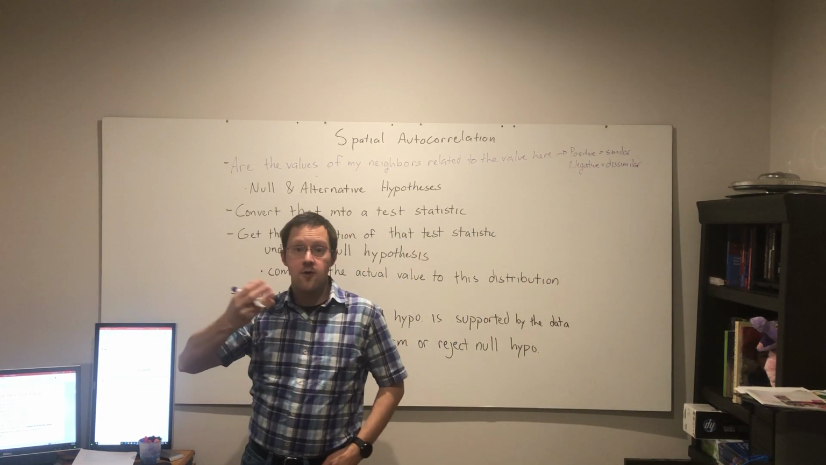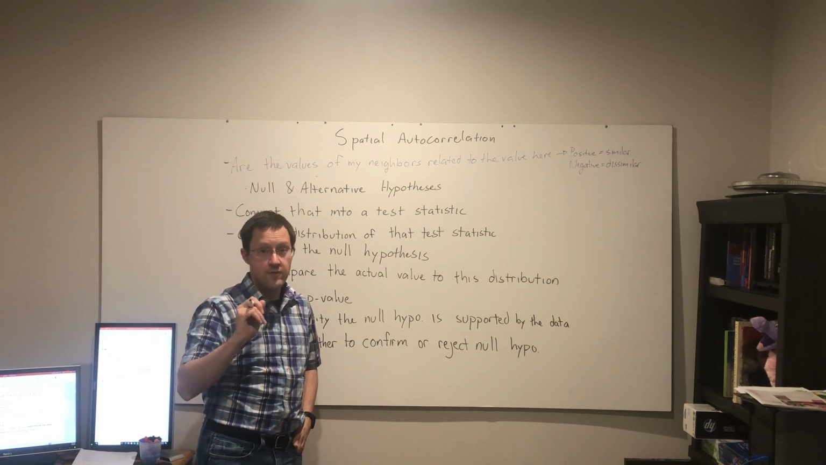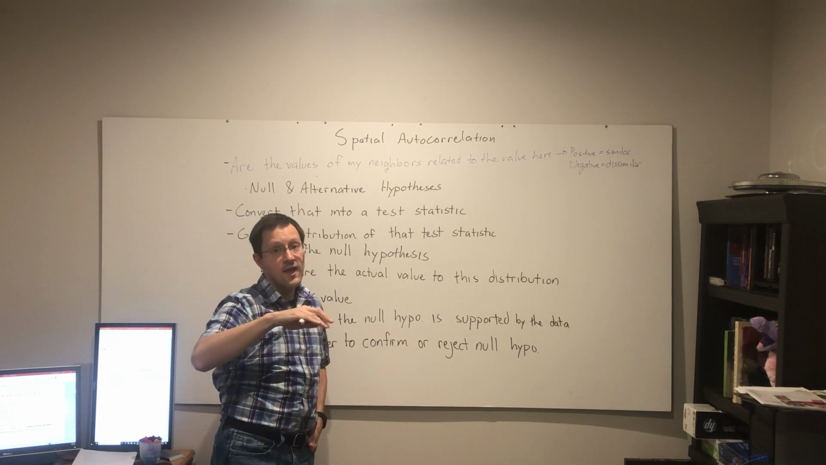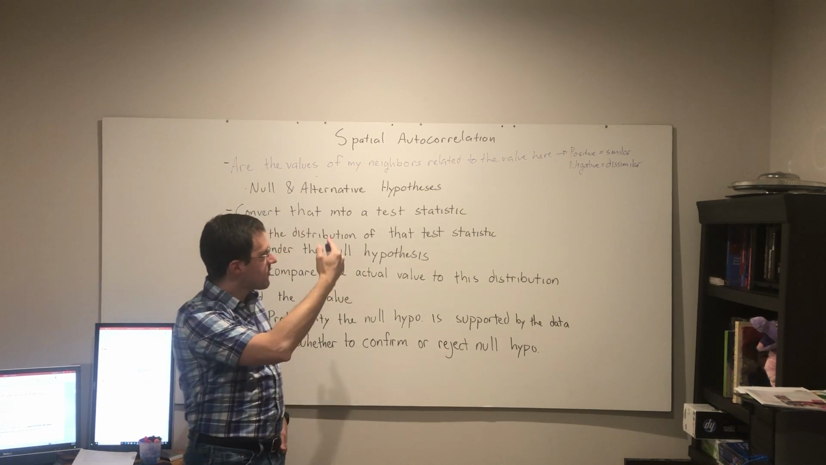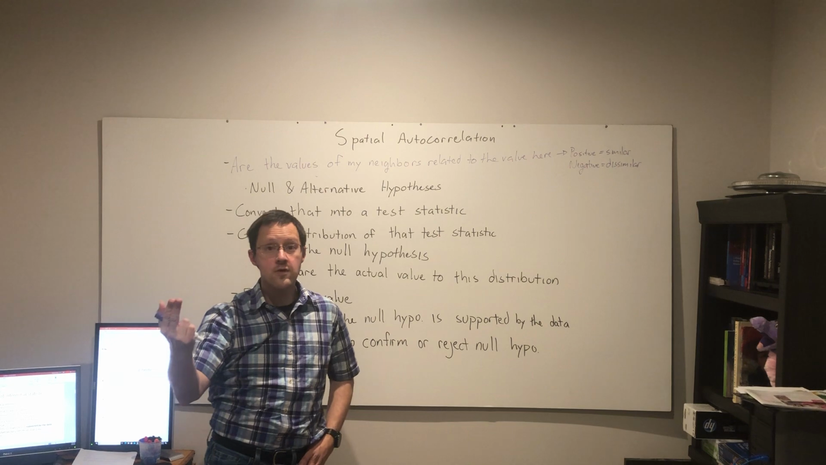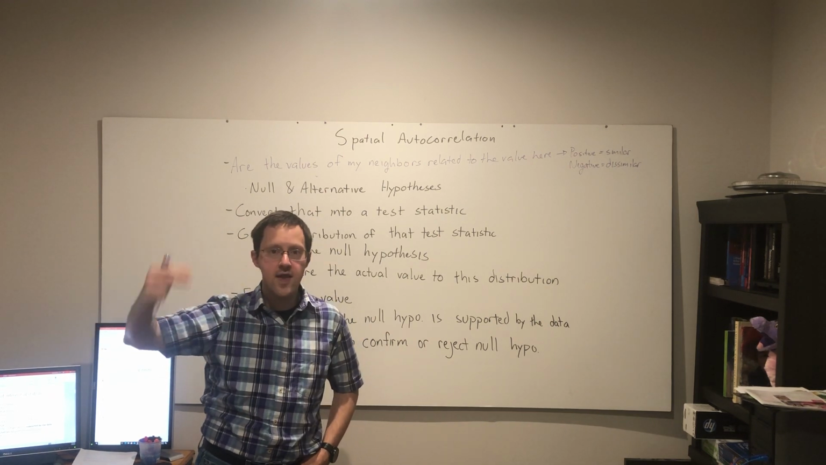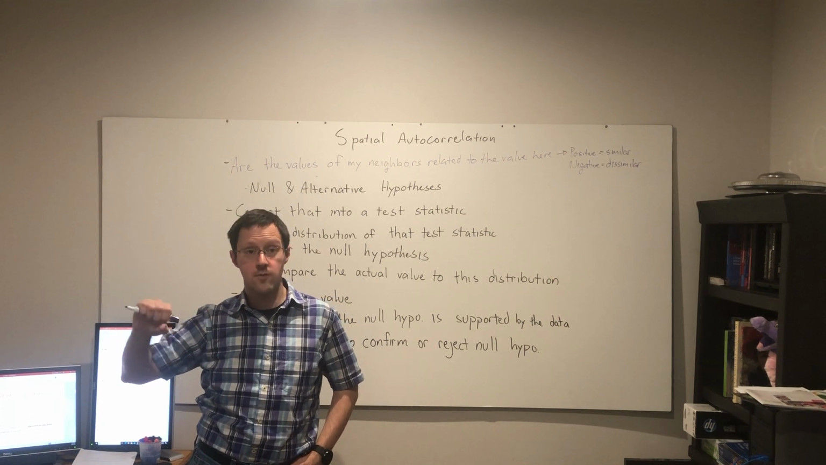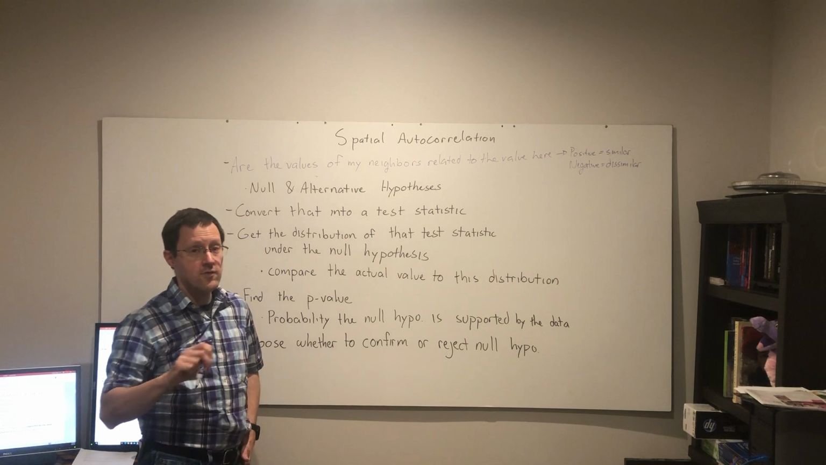Recall that we could have the setup of the values being similar, which is positive spatial autocorrelation, and by far the more common of the two. Or if they're dissimilar, think about a checkerboard. White squares are always adjacent to black squares. I know my neighbors are dissimilar from where I am at. That would be negative spatial autocorrelation.